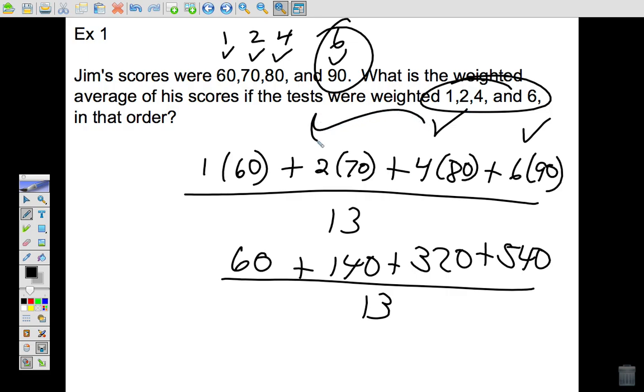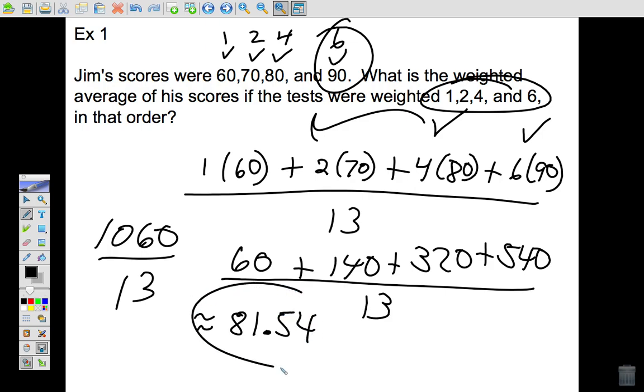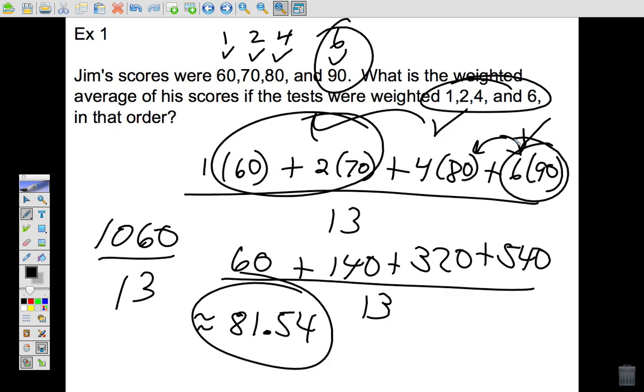So we got 60 plus 140 plus 320 plus 540 gives me a total of 1,060. And I'm going to divide that by 13, and let's see what we get. I'm going to have to round it a little bit, so approximately equal to 81. I'm going to round it to 2 places, 54. So his overall average was 81.54, and that makes sense. So it's a little closer to this one than this one. Now why? Well, because these are kind of pulling this score down a little bit. So our answer makes sense.